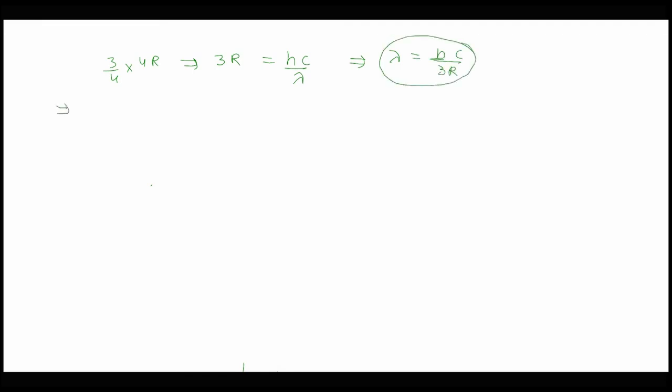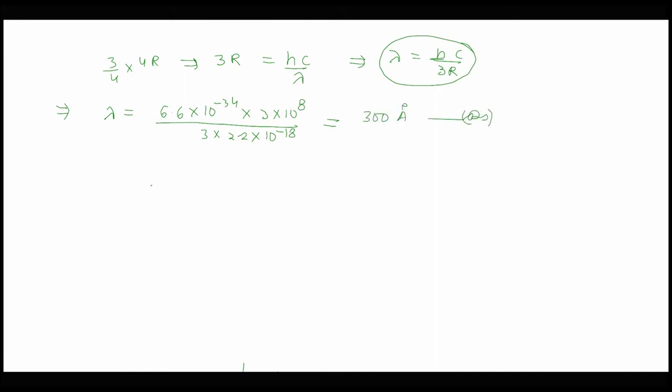So if I calculate the value of wavelength, which is equal to Hc by 3 Rydberg, H can be written as 6.6 into 10 to the power minus 34, C as 3 into 10 to the power 8, upon 3, and Rydberg can be written as 2.2 into 10 to the power minus 18. So from here we obtain a value which is roughly equal to 300 angstrom, which becomes the answer to the first part.